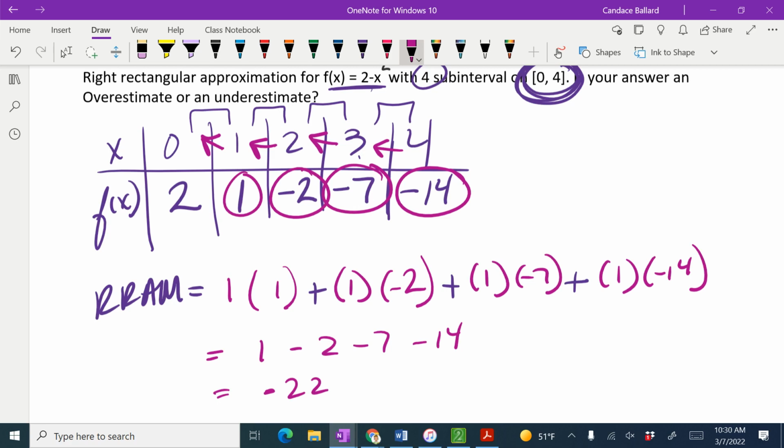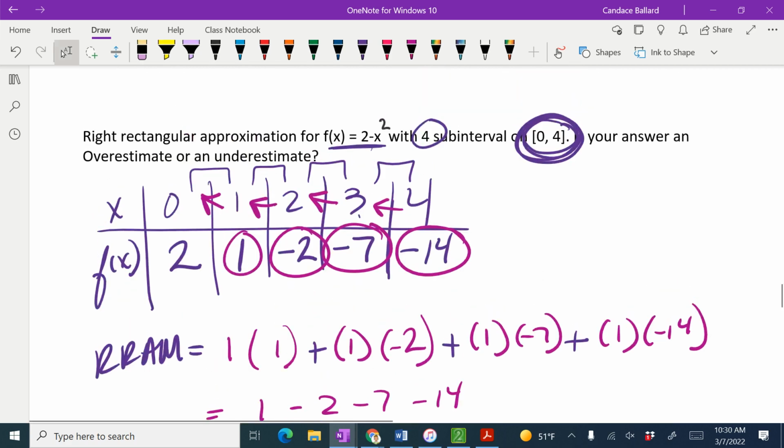Okay. So now the question is, is it an overestimate or is it an underestimate? Typically our function is either all increasing or all decreasing. I could draw myself a picture of that, right? There's two things you could do to look at that. If they give you the function, we could draw that function. It's a parabola. And notice the parabola is upside down with a vertex at 2. So it looks like that.